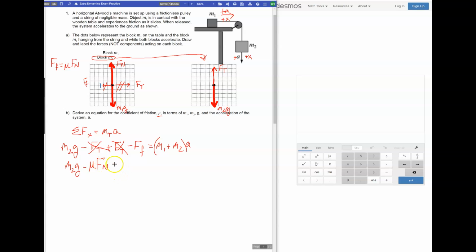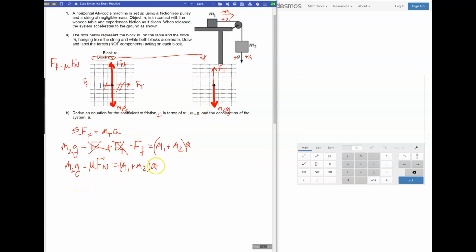So we can leave it like that, and it's equal to M1 plus M2 times A. Now, I know some of you might say, oh, but Fn is equal to M1G. Can I put that in there? You can, but the math gets really weird. So I would encourage you to leave it out. Here, we'll put it back in, but we're going to wait till we're completely done, because we can't have Fn in there. You'll see that it says to do it in terms of M1, M2, G, and A, and any constants. So that constant is G.